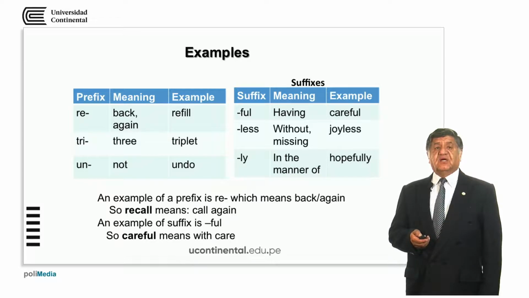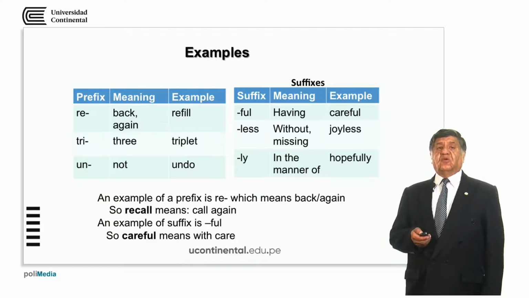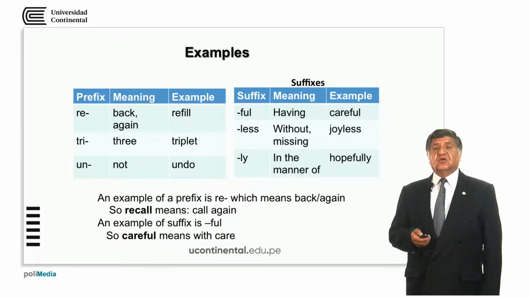Tri or tree, according to the word, means three. In this case, it's triplet. Un is the negation. It's quite common, quite useful. Undo. Okay.